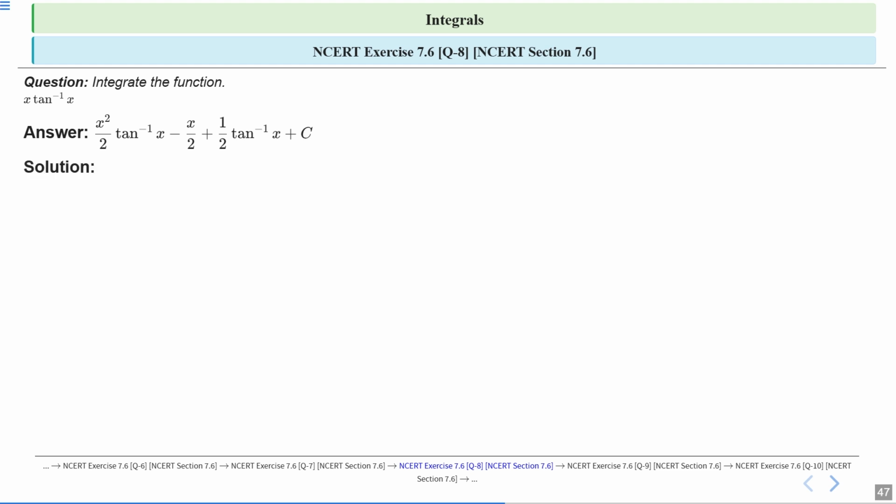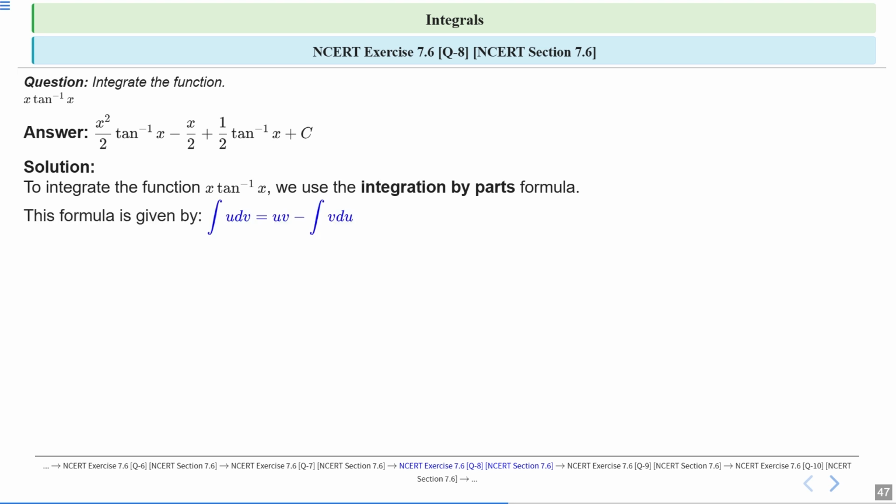So the answer is x square by 2 tan inverse x minus x by 2 plus 1 by 2 tan inverse x plus c. Till now we know how we should apply integration by parts, what is the formula of integration by parts, and how we should choose u and dv by the ILATE rule. So by the ILATE rule, as the inverse trigonometric function comes first, we take it as u, and then algebraic. So we take x dx as dv.